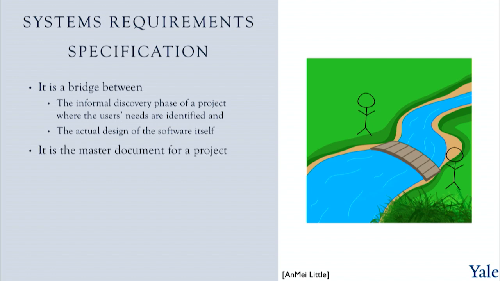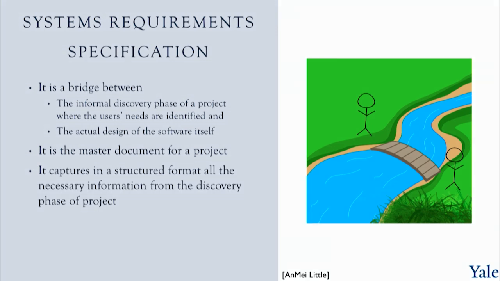It is the master document for a project, and it captures in a structured format all the necessary information from the discovery phase of the project. So here's where we translate the amorphous user needs to the concrete things that our software must be able to do. The role of this document is multifold.